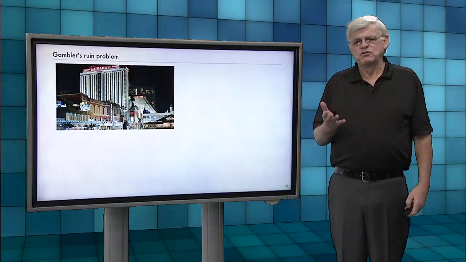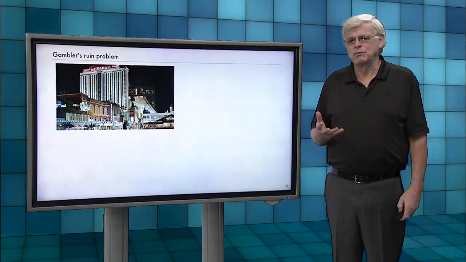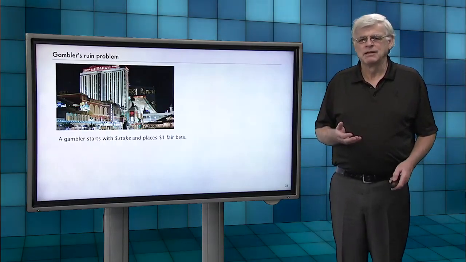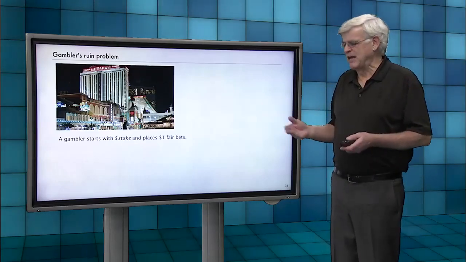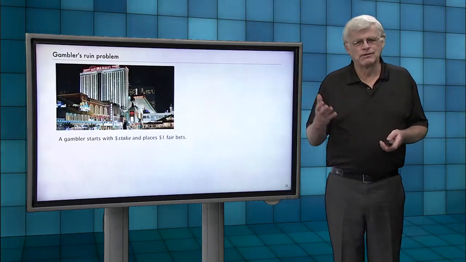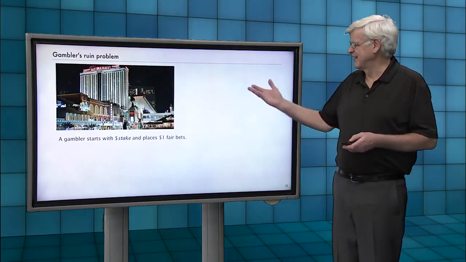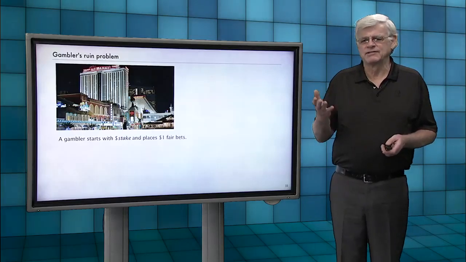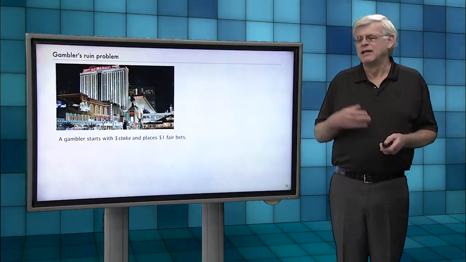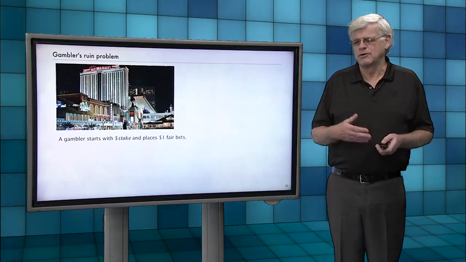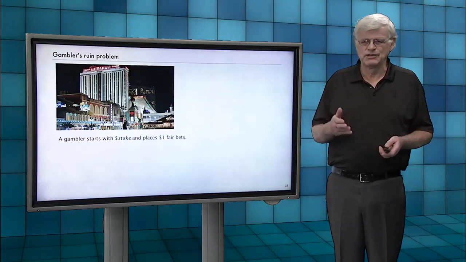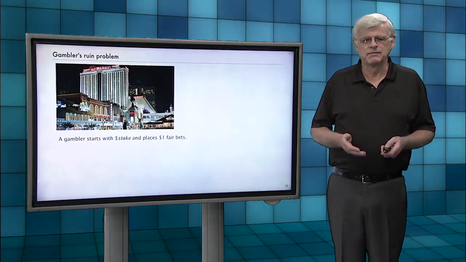To illustrate the use of nesting in an actual application, we're going to look at a famous problem known as the gambler's ruin problem. So imagine a gambler going off for a weekend to a casino, and he starts with a certain amount of money, let's call it stake, and he's going to just go and place $1 fair bets, a 50-50 chance of winning or losing, and just keep going.